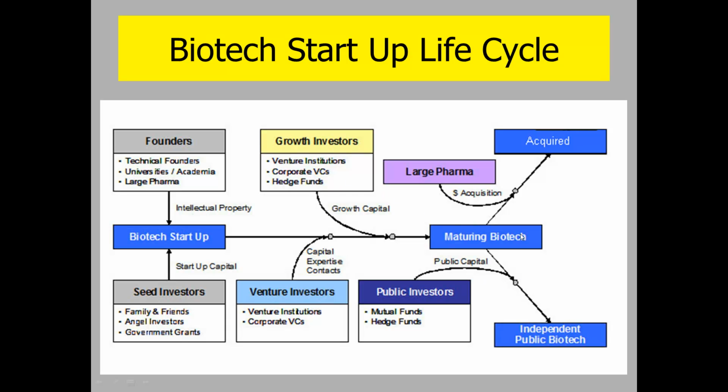And then as you get to be a bigger company, there's going to be public capital as you go public. And then mutual funds will invest in you, hedge funds will invest in you, and you'll become an independent public biotechnology company. Or another alternative is a large pharmaceutical company will buy you up and then you're acquired. So as you go along, you're either going to become a successful company or you're going to be acquired. If you don't continue to get investment, there's a little arrow going off to being a failed biotech company.